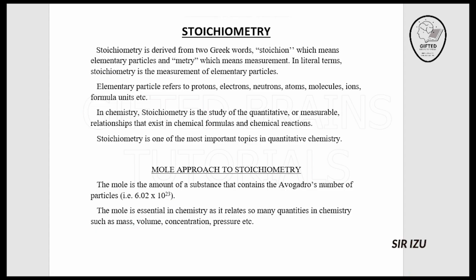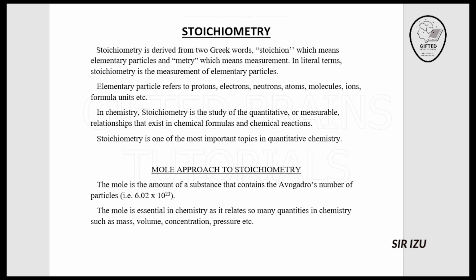Stoichiometry is derived from two Greek words, stoichion and metry. Stoichion means elementary particles, and metry means measurement. So in literal terms, you can say stoichiometry is the measurement of elementary particles. And when we say elementary particles, we are simply referring to protons, electrons, neutrons, atoms, molecules, ions, formula units, etc. Actually, elementary particles are elementary particles of matter.